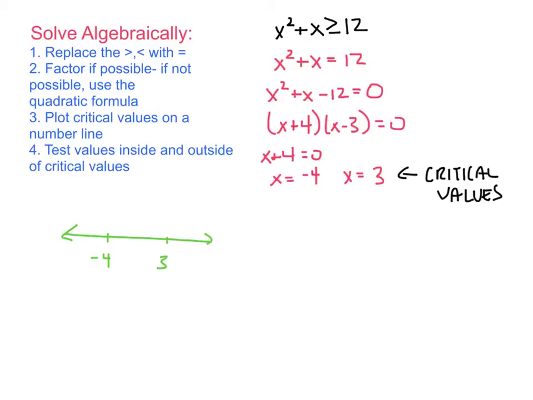And if we think back to what we just did using a table, we were looking for all the times that it was either greater than or less than 0, right? So I'm just going to test points and see if they're greater than or equal to 12 whenever I plug in that point for x. So I take my critical values and I test values inside and outside of those critical values. What's a number outside negative 4? Like negative 5. So I'm going to test negative 5.